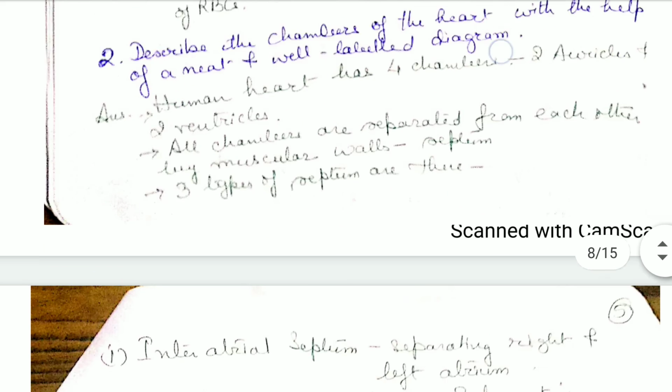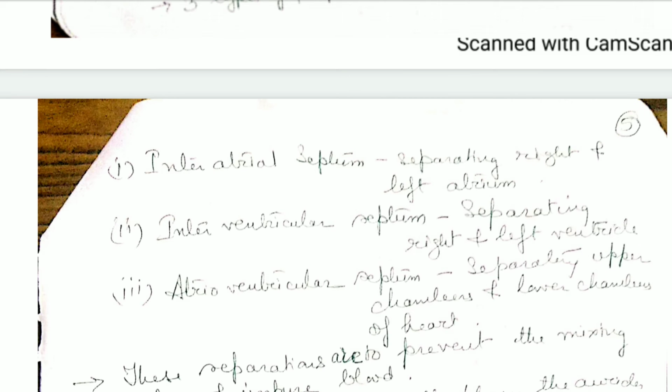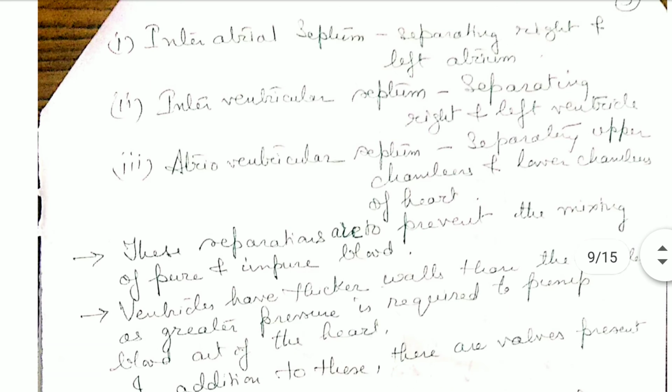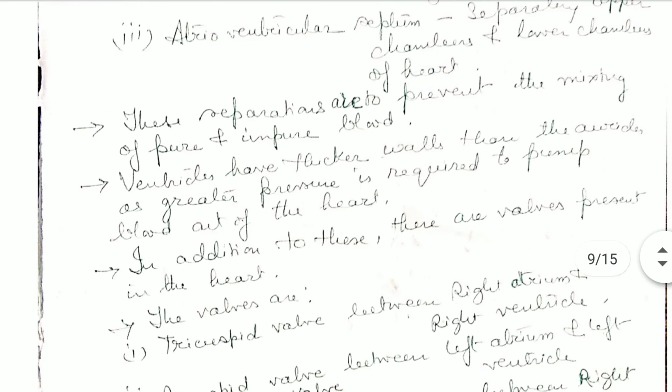3 types of septums are there. First one is the interatrial septum, separating the right and the left atrium. Interventricular septum, separating the right and the left ventricle, whereas the atrioventricular septum separates the upper chambers and the lower chambers of the heart. These septums are there to prevent the mixing of the pure and the impure blood. Now, ventricles have thicker walls than the auricles, as greater pressure is required to pump the blood out of the heart.